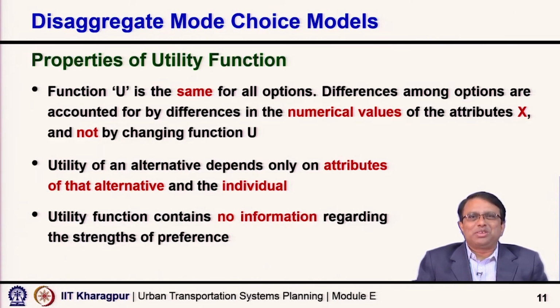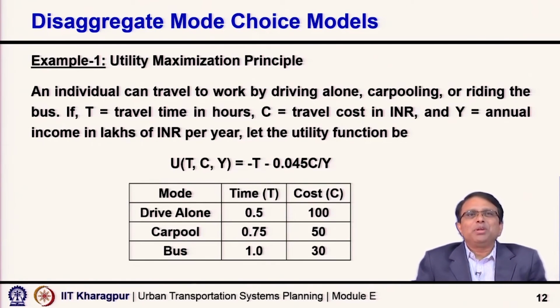It does not tell about the strength of preference. Now, let us take an example before we close. An individual can travel to work by using, say, drive alone. Drive alone means driving in a personal car. Drive alone means I am taking my personal car and going to office.